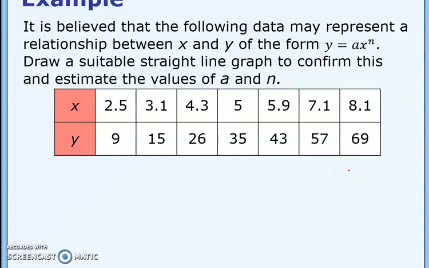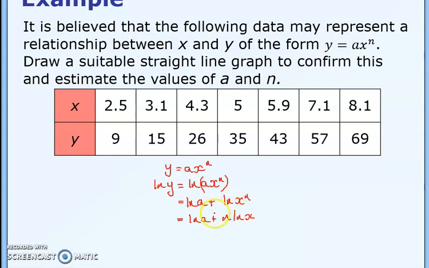Let's do a question like this. It's an example then. It's believed that some relationship exists between x and y of the form y equals ax to the n. Draw a suitable straight line graph to confirm this and estimate the values of a and n. Well, first of all, let's go back to this y equals ax to the n. If this is true, let's work out what graph I need to draw. You'll recognize this. It's the same thing we were just doing. Log ax to the n, and I can split that. I get log a plus log of x to the n, which is log a plus n log x.